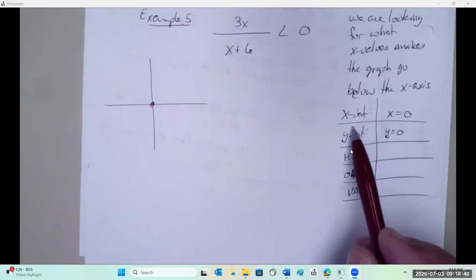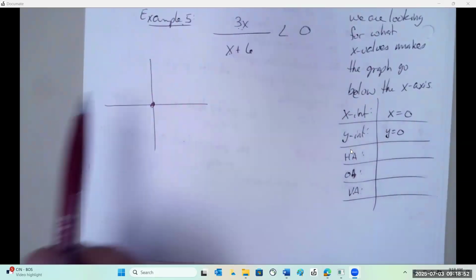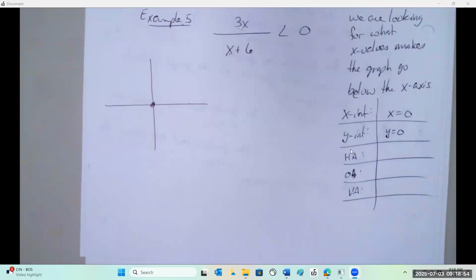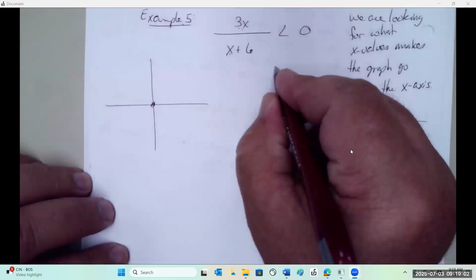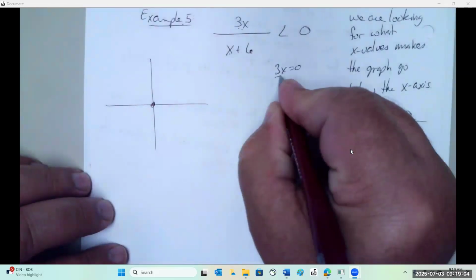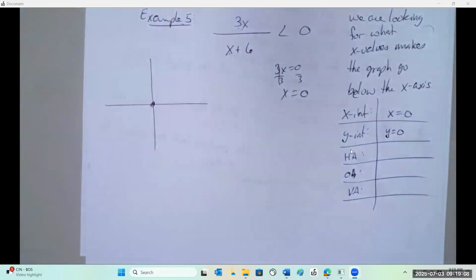How do you find the x-intercept? On a fraction, it's always the top number. Set that equal to 0. 3x equals 0. Solve for x. How? Divide by 3. So if you have 3x equals 0 and you divide by 3, what do you have? 0. Again, if you write it down, work it out, your answers will be much more impressive.